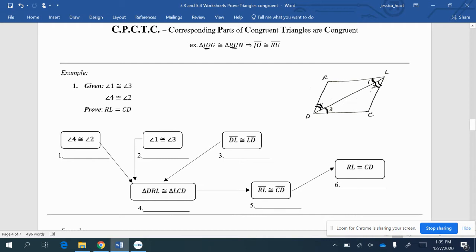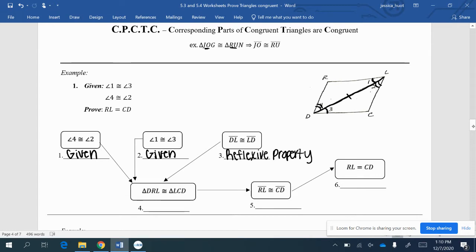So let's follow along here. Angle 4 is congruent to angle 2. That's given to us. And angle 1 is congruent to angle 3. That is also given to us. And then our next line says DL is congruent to LD. We are talking about this segment both times. That is through the reflexive property. So I'm going to go ahead and label that to be true.